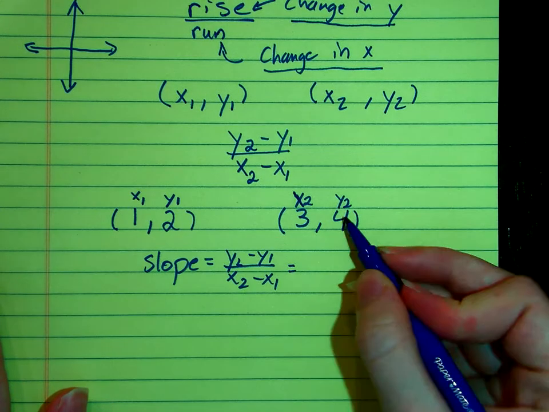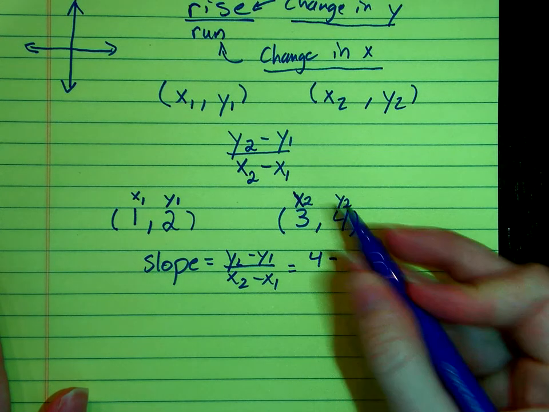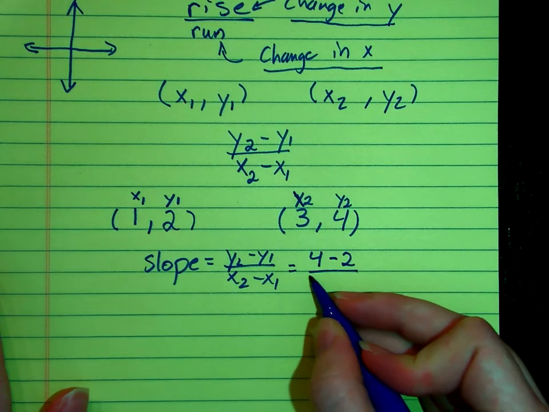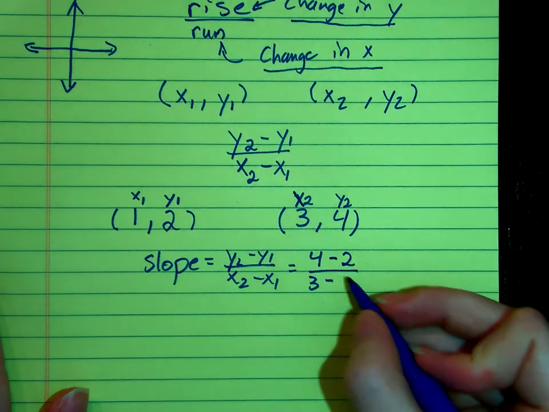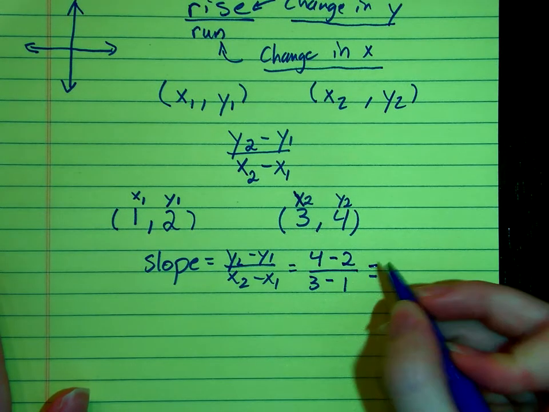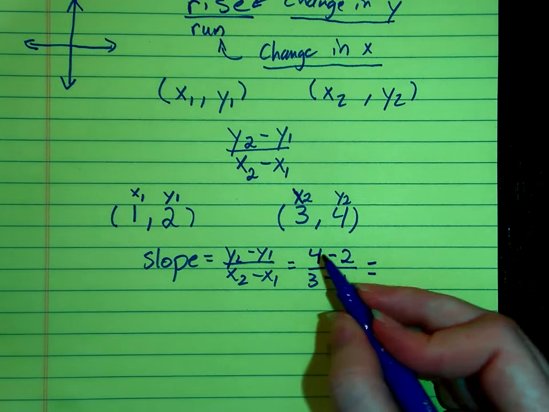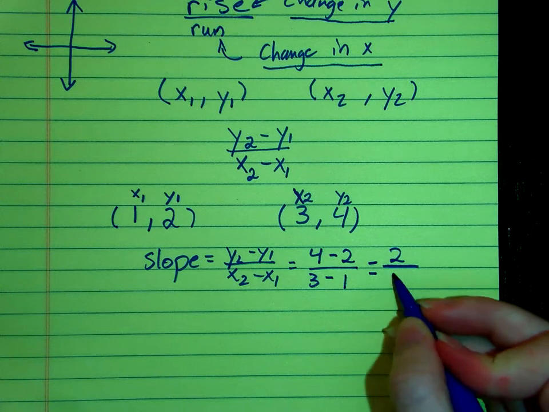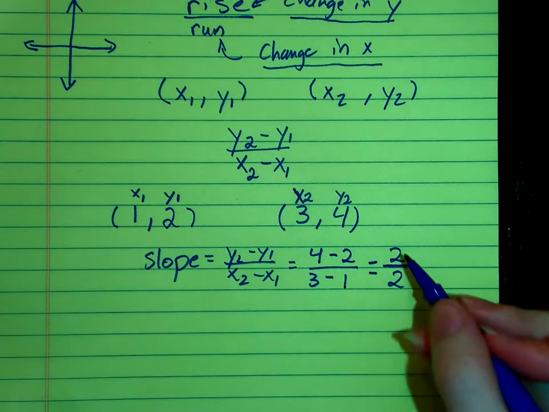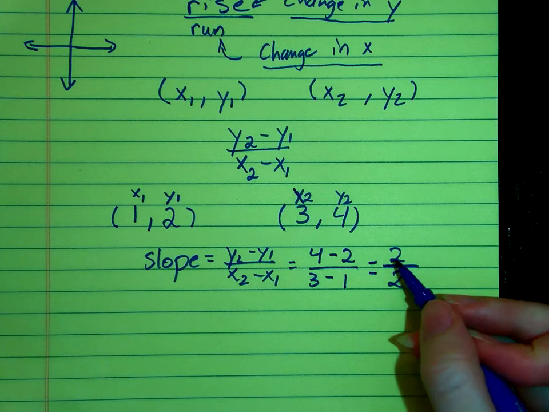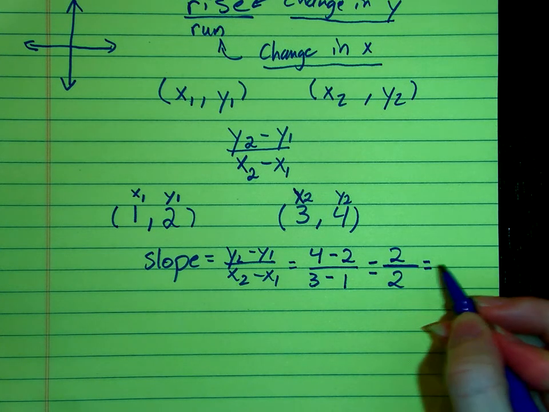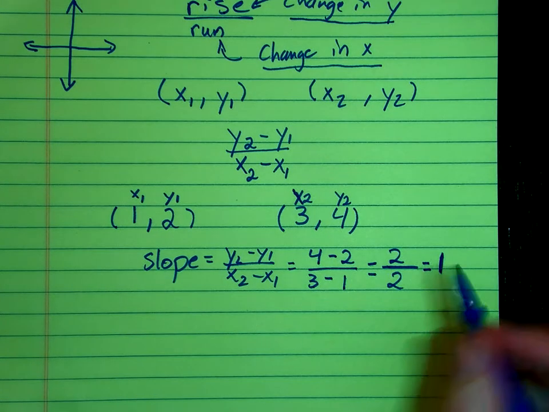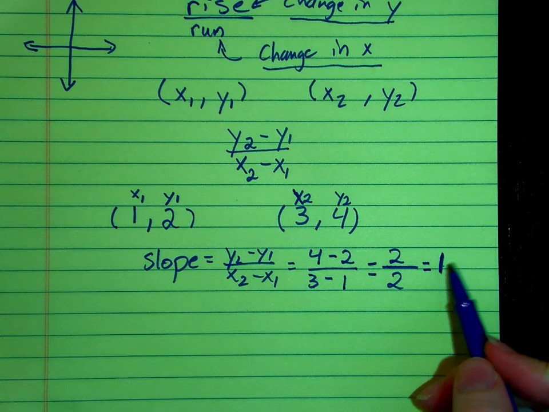So let's go ahead and do y2 minus y1, one of my y's minus the other y, over one of my x's minus the other x. Now we simplify from here. 4 minus 2 gets me 2. 3 minus 1 also gets me 2. Now this simplifies, right? 2 divided by 2 just gives me 1. So I've simplified my slope. I found that I have a slope of 1.